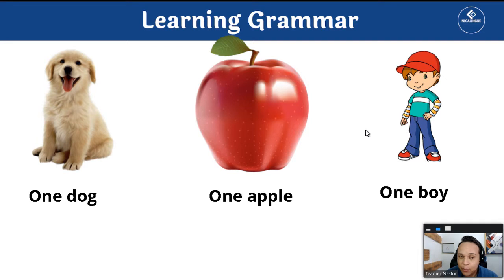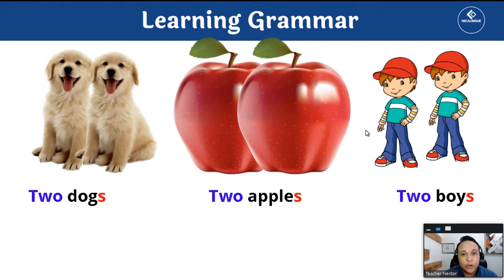Let's see some examples. Two dogs. Make sure you pronounce the letter S at the end of the sound. Two dogs. Two apples. Two boys.